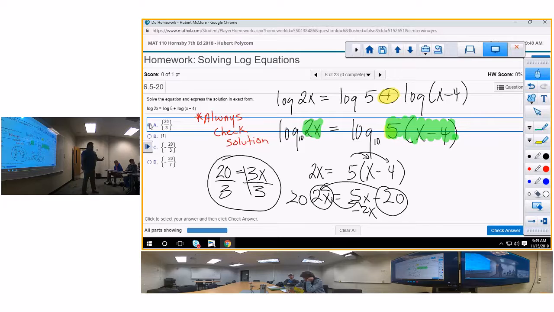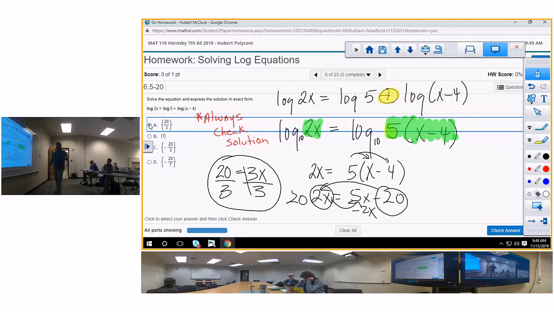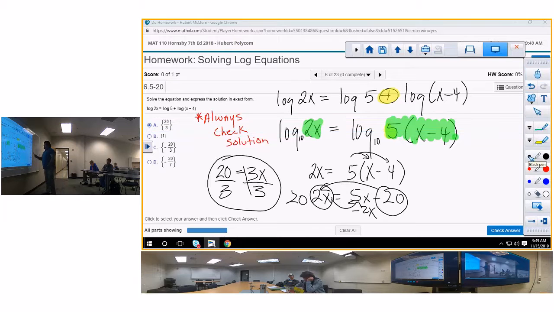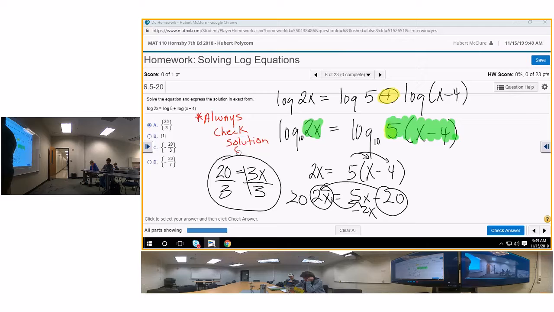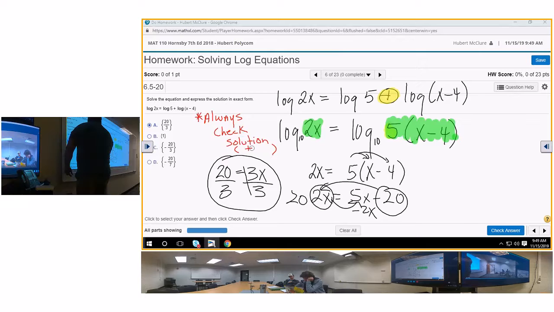When you do completing the square, or you do reverse factoring, right here, always check your solution, especially if you've got a positive slash negative solution.